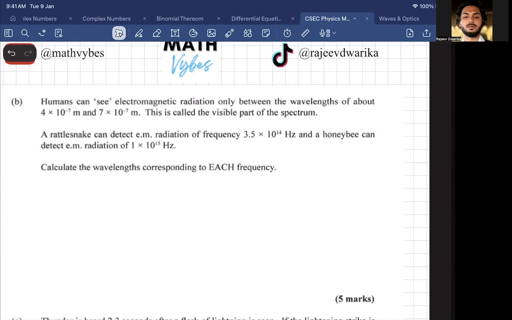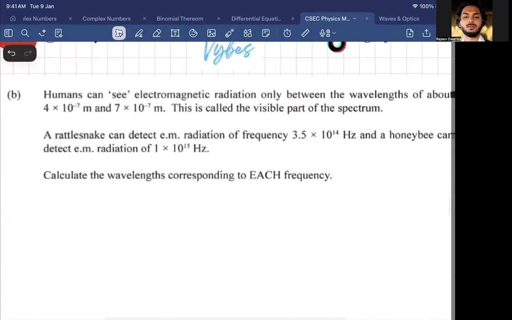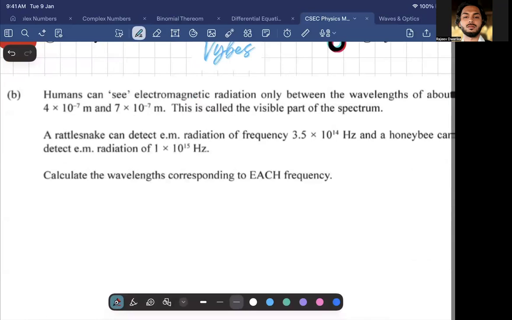All right, so humans can see electromagnetic radiation. First things first, this question is dealing with electromagnetic radiation. What is the speed or velocity of all EM waves? Let's get that out of the way. Do you guys remember? All EM waves travel at what speed? Because they will not tell you this in the exam, and if you don't know this, you can't do anything.